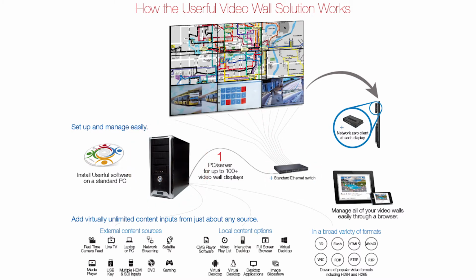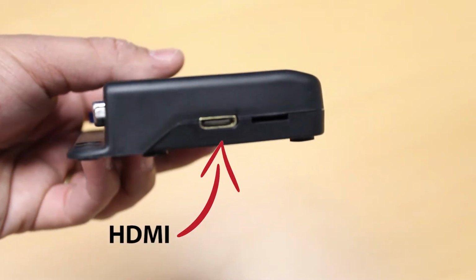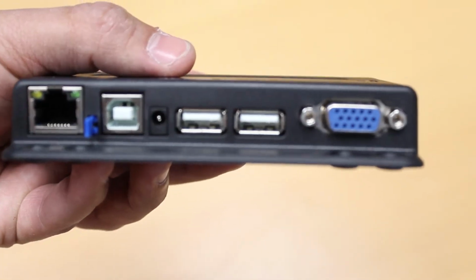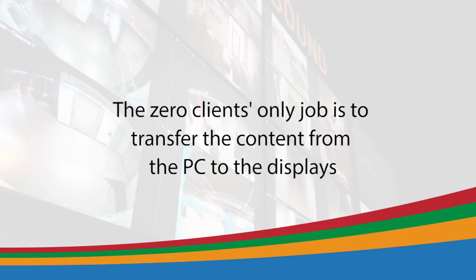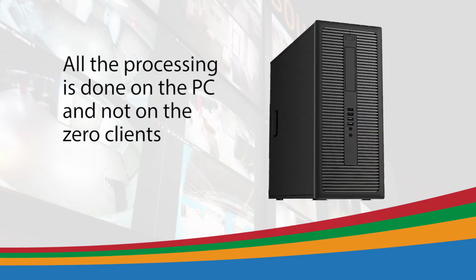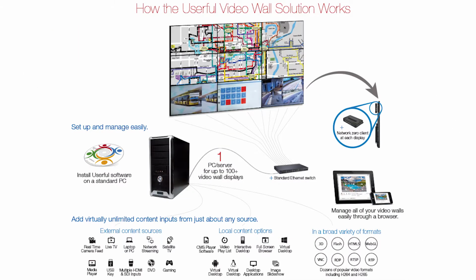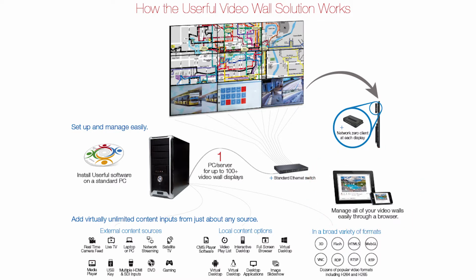Each display has a zero-client receiver, a small device with HDMI output to the displays, and an Ethernet port. These receiver devices have no processor, no memory, no hard drive. They're merely receiving and outputting pixels on the screen. All the processing work, all the heavy lifting, is done on the PC itself. The solution is managed through the browser, making it easy to control the system from any device.